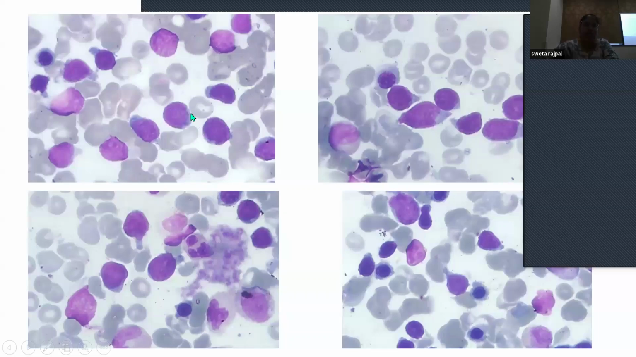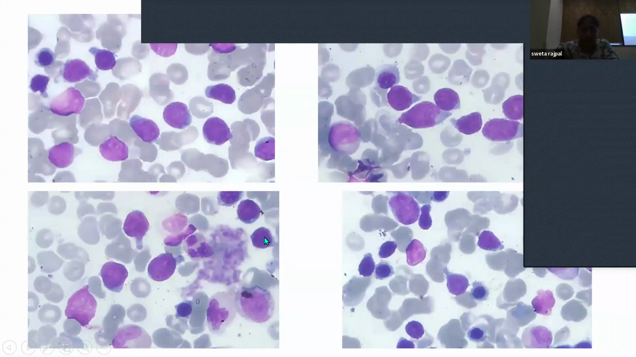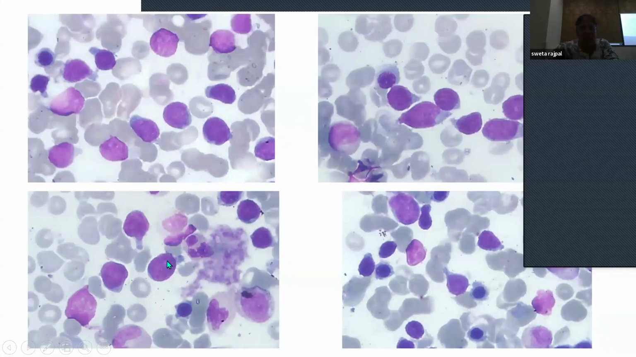If you wish to describe blasts, compare with what we saw in lymphocytes. Let's see if we can appreciate a lymphocyte here. Maybe this is a lymphocyte. As compared to this, these are your blasts. The chromatin is a little opened up. We can see some nucleoli and a scant amount of agranular cytoplasm. This is how lymphoblasts commonly look.